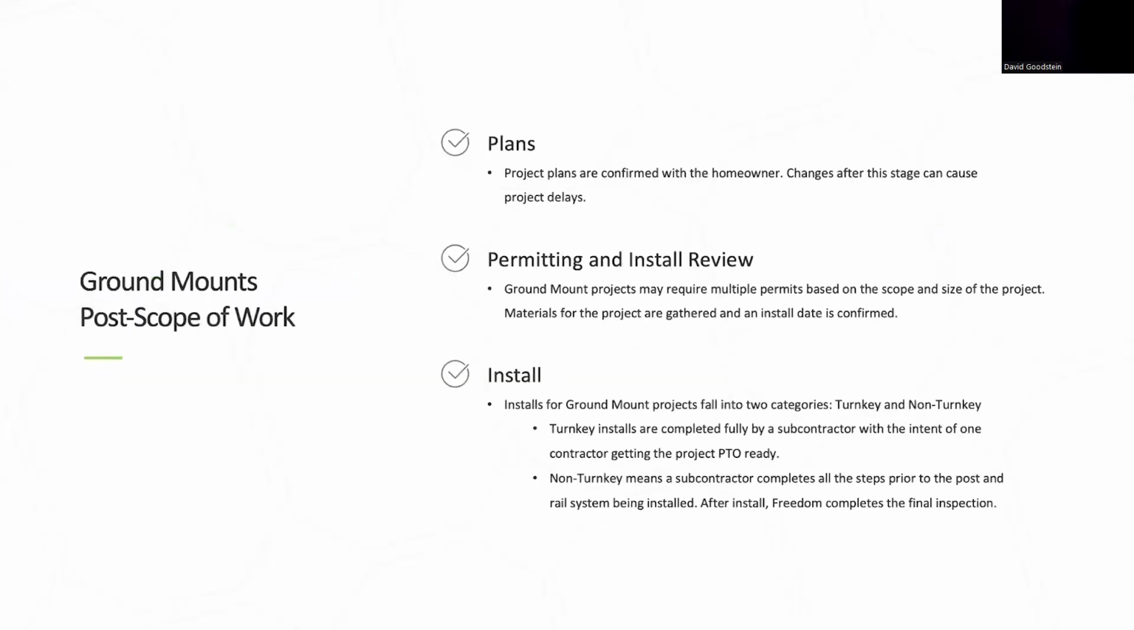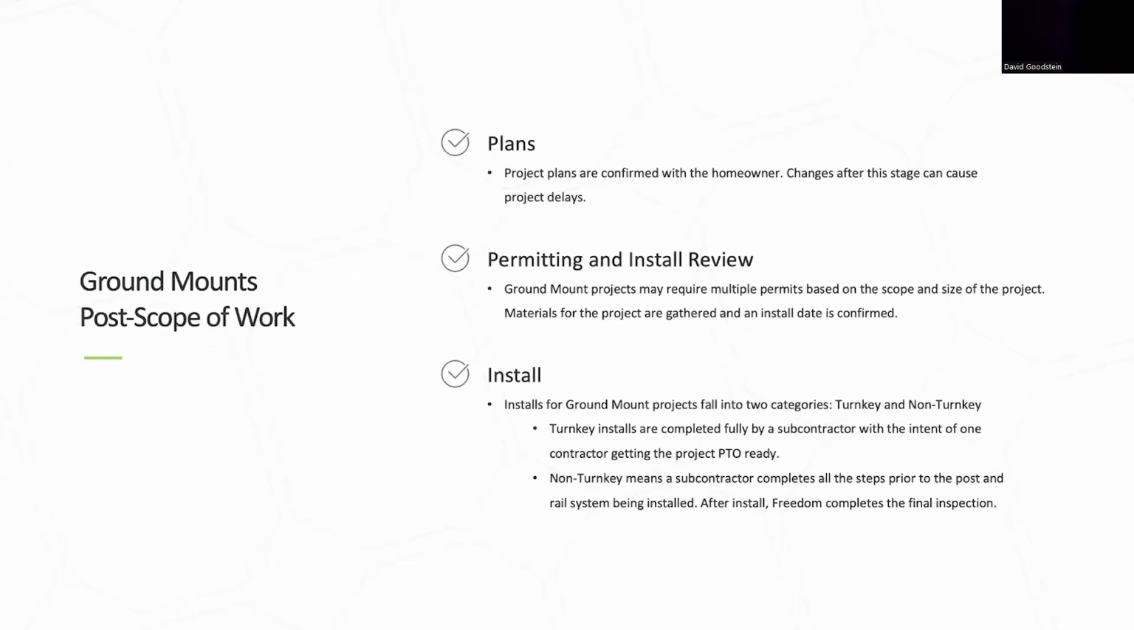So what happens to a ground mount project after it's been submitted and gone past site survey, and ultimately been approved by the homeowner and we're moving forward? From that point, it's going to go to the plan stage. That's where the plans are confirmed with the homeowner. Changes after this stage can typically cause some serious project delays.